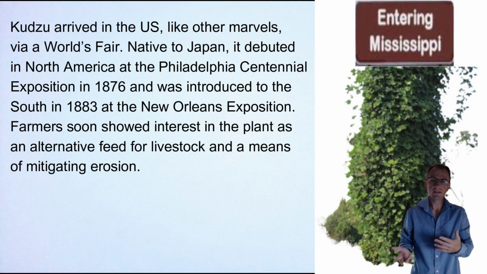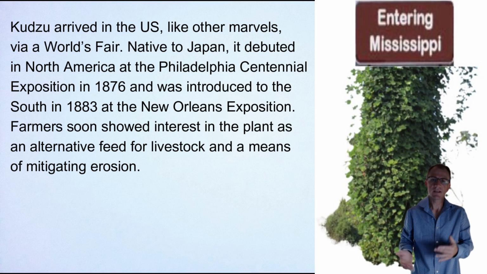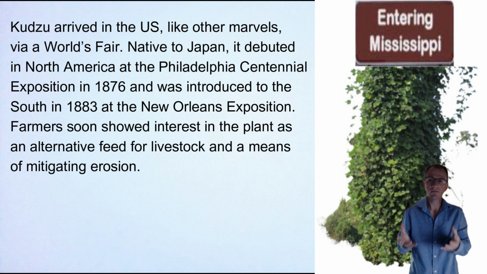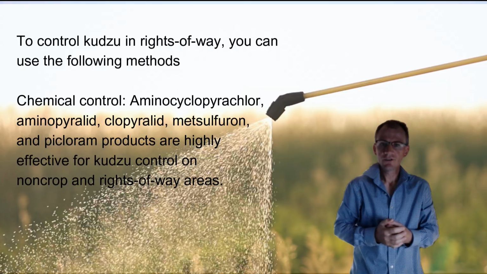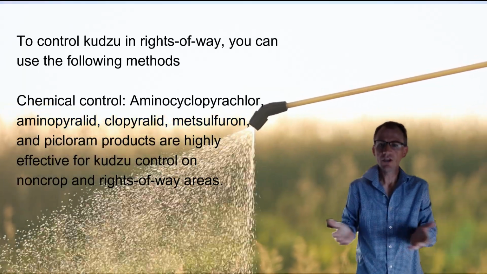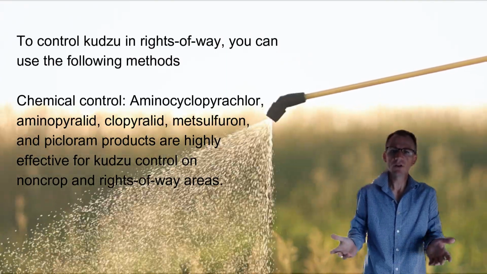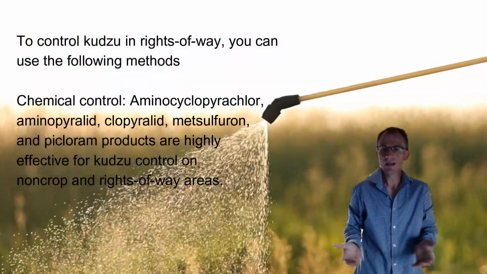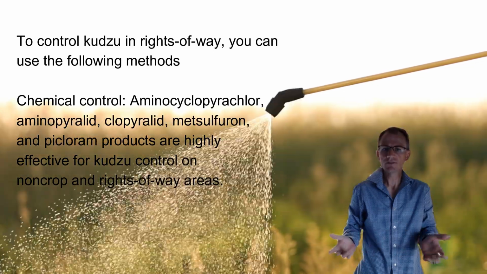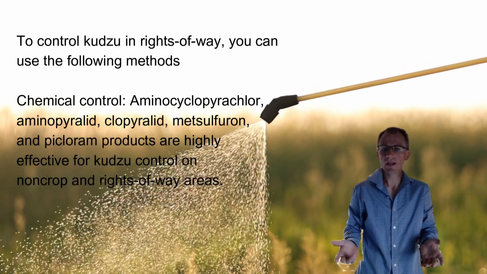So basically what we're looking at this plant as, it was used on rights of way to mitigate erosion, especially embankments and things like that that will wash out. They thought with the roots and how dense and thick this plant was that it would keep those areas from washing out. To control kudzu in rights of way, you can use the following methods: chemical control, aminocyclopyrachlor, aminopyralid, clopyralid, metsulfuron, and picloram products are highly effective for kudzu control on non-crop and rights-of-way areas.